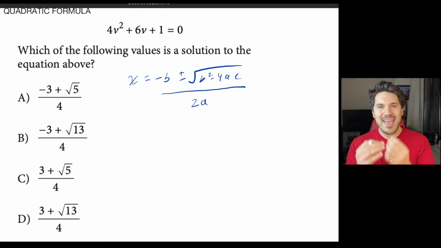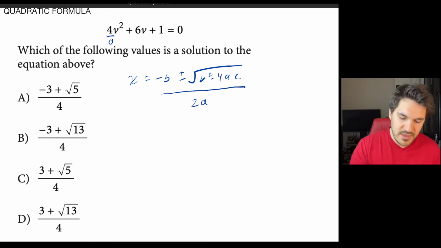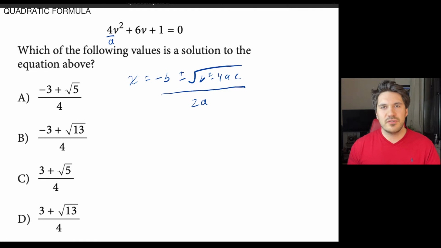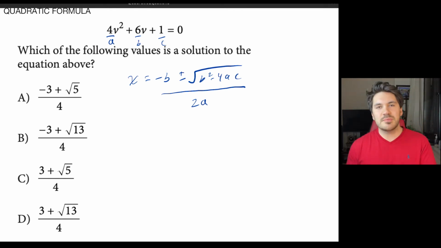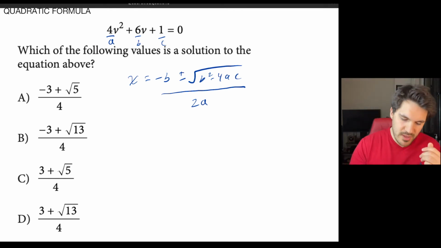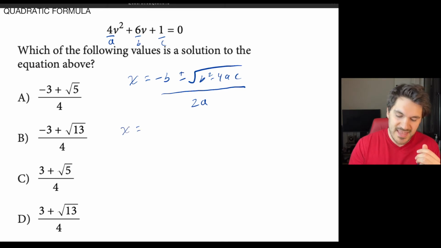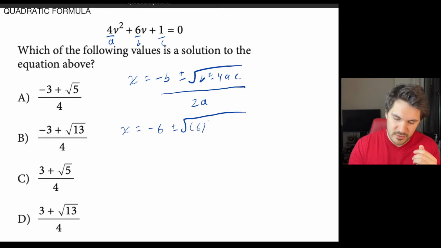So a is the coefficient of the term that's being squared. So in this case, 4 is going to be our a. b is the coefficient of the term that's just the variable that's not being squared. So that's going to be the 6. And c is just the constant, so that's 1. Then to solve, just substitute them right in. That's it. So we're going to do this by doing x equals negative 6 plus or minus the square root of 6 squared minus 4 times 1 all over 2 times 4.